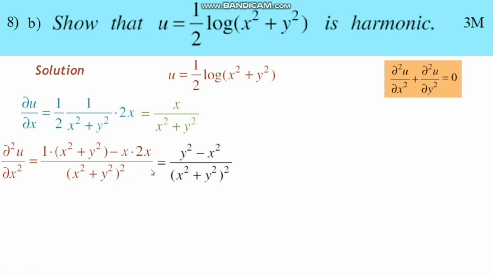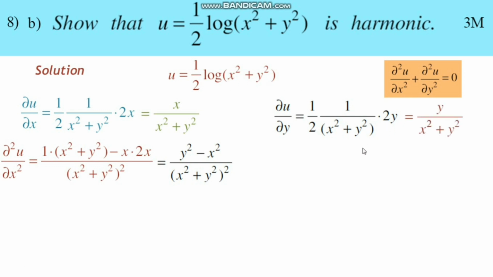Simplify this, we have (y square minus x square) by (x square plus y square) whole square is obtained. ∂u/∂y. Similarly, 1 by 2, its derivative 1 by x square plus y square, inner function x square plus y square, its inner derivative with respect to y is 2y, that is y by x square plus y square. 2 cancelled out by the cancellation law.